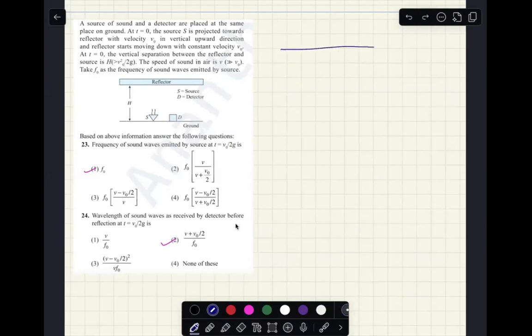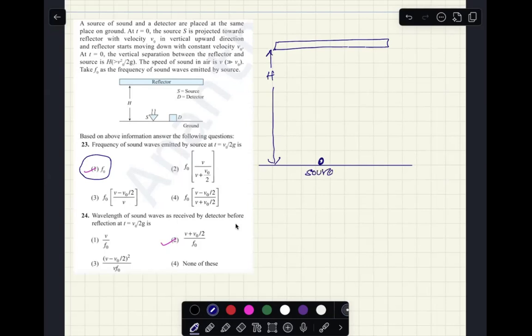One minute. I am assuming this is my reflector. This is the ground. This is H. The frequency of sound waves emitted by the source is, at any instant, F0 only. If you are asking me the frequency heard, I will say a different answer. The source always sends sounds of frequency F0. So nothing gets affected. The source of sound and the detector are placed at the same place on the ground. This is the source, and this is the detector.